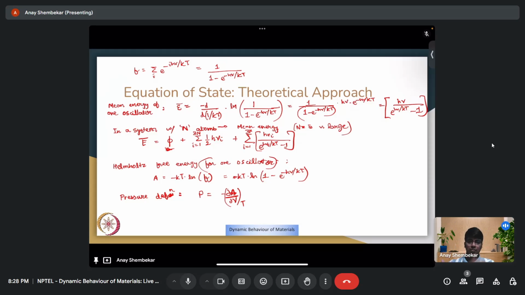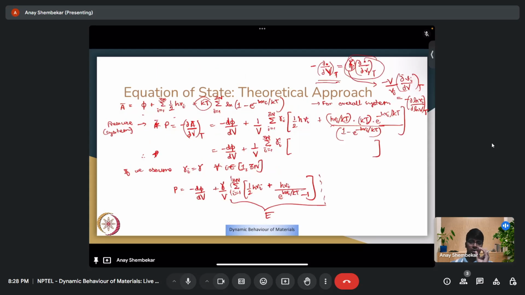Now we moved on, we used an equation from statistical mechanics. So we directly are using it. We are not looking at that equation in detail separately. We looked at the Helmholtz free energy calculation. From that, we also looked at how pressure is defined. So we use that to evaluate pressure for the entire system, which again includes your potential energy term, your ground state term, and your average energy term for each of the very large number 3N oscillators, where N is a very large number.